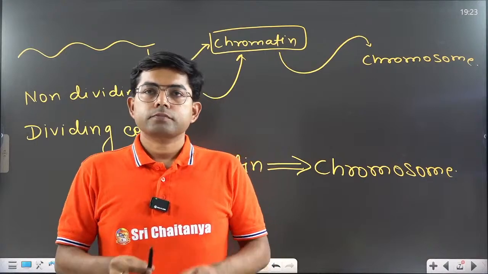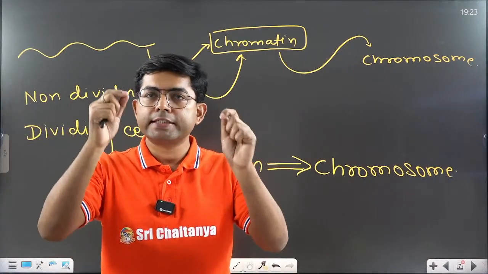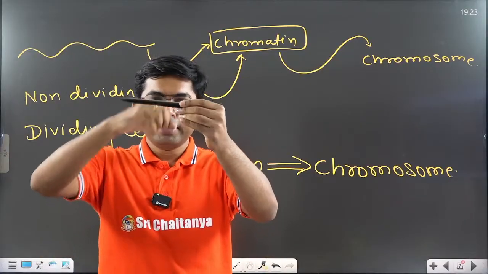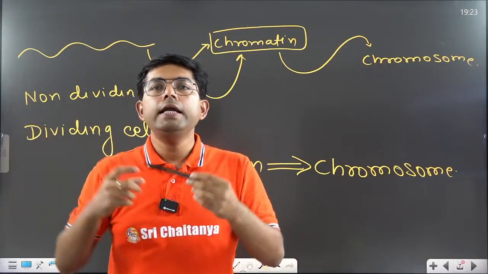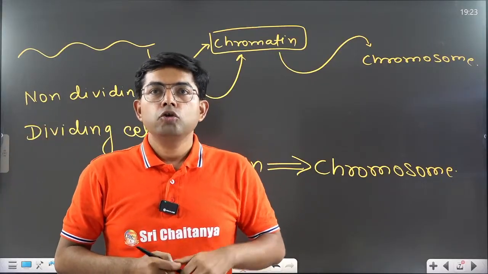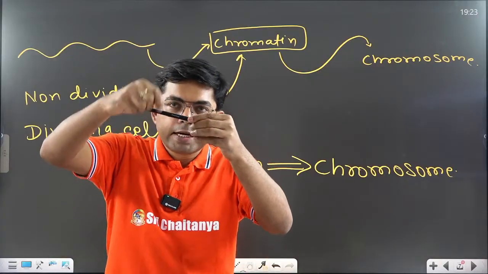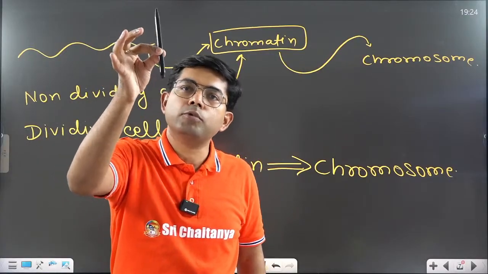Now let's imagine this with one example. Let's say you have a long thread, right? At our home, threads are present. So how do we keep the thread? We just rotate the thread so that it is not intermingled, right? So chromosome is also the same. When we keep the thread, bind it and form a particular shape, then it becomes a chromosome.